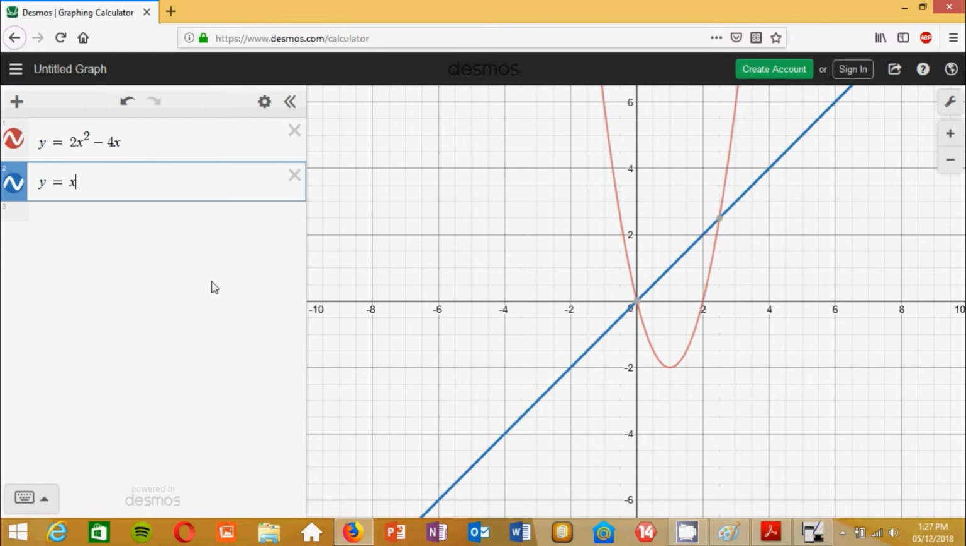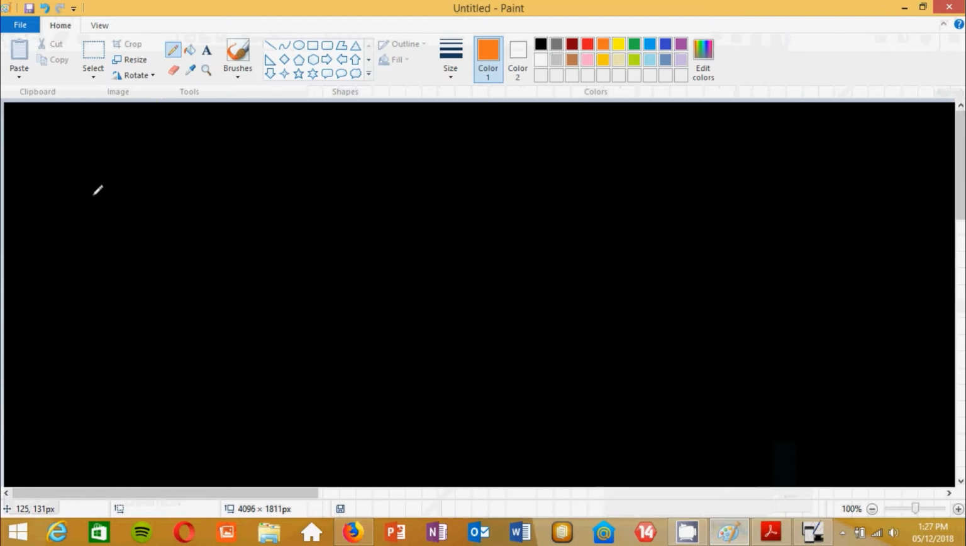So you can see here that wherever two graphs meet each other, those points where the graphs intersect each other, the y-coordinate of those points on both graphs is the same. So if this y here is equal to this y, remember, we have y is equal to 2x squared minus 4x, and we have y is equal to x. Because remember, this y gives us the y-coordinate.